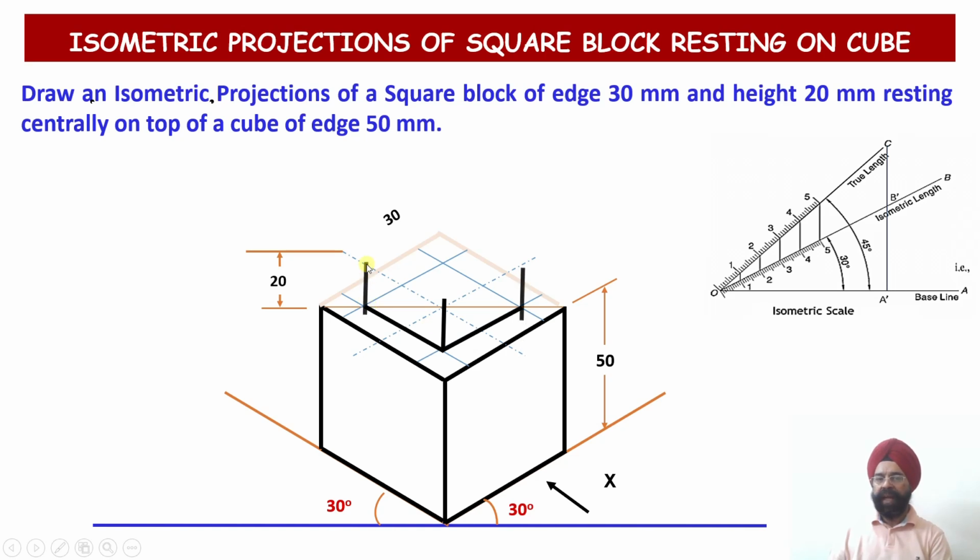So same I apply here. Draw 30 millimeter, draw 20 millimeter height, draw 20 millimeter, just like this cube. Now this top face will be now visible to me. Now I will be drawing the top face of the square block.